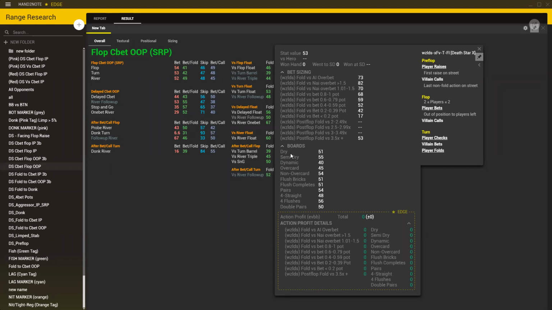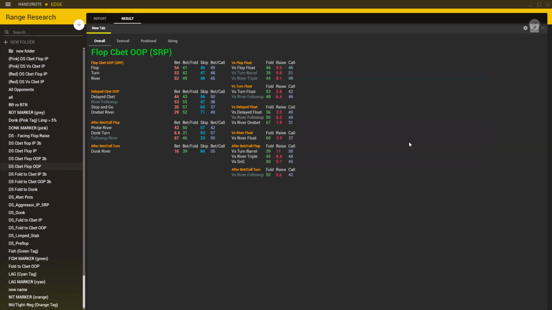So the sizing we use is usually going to be dependent on the type of hand that we have. But as you can see, if we don't have something very strong, small sizing is going to work very well. Keep the size of the pot small for the river.